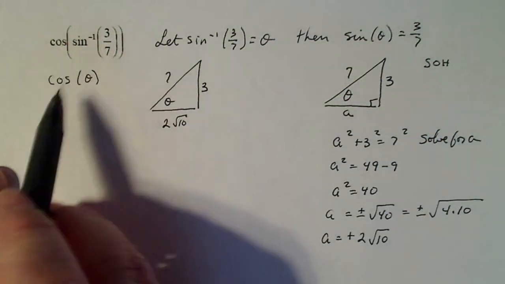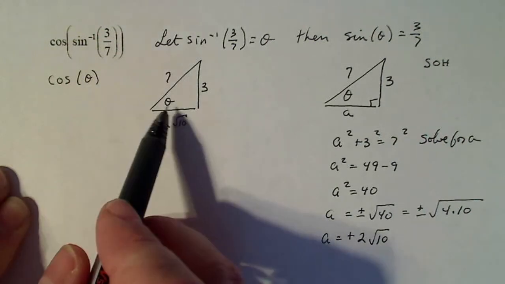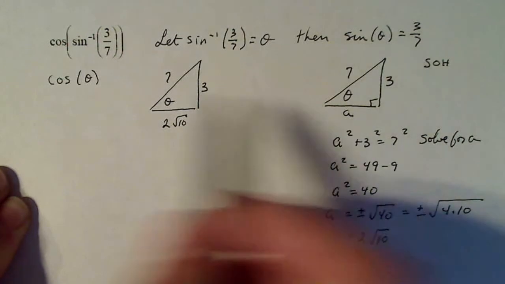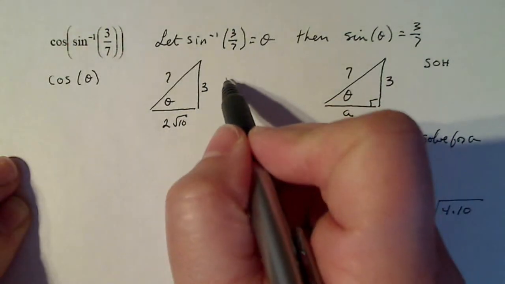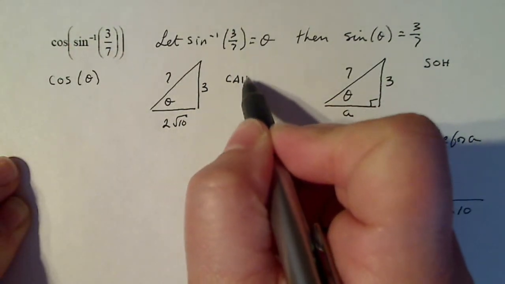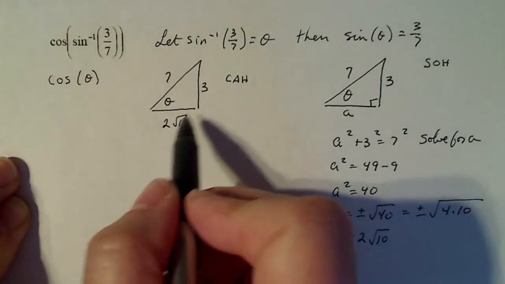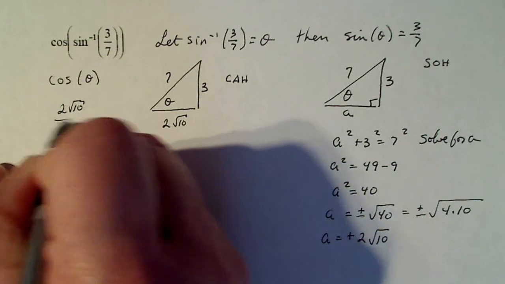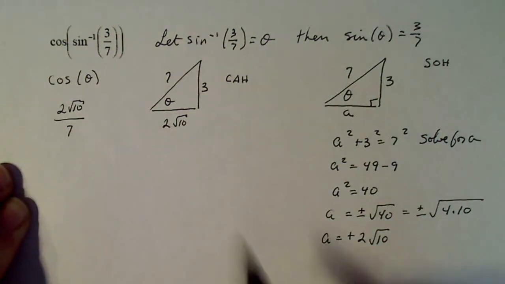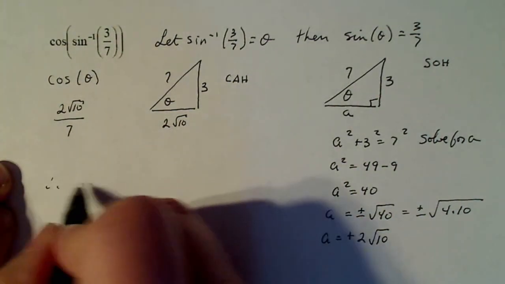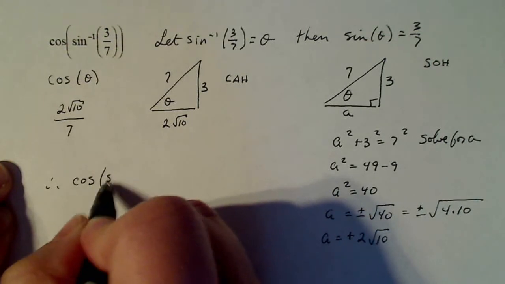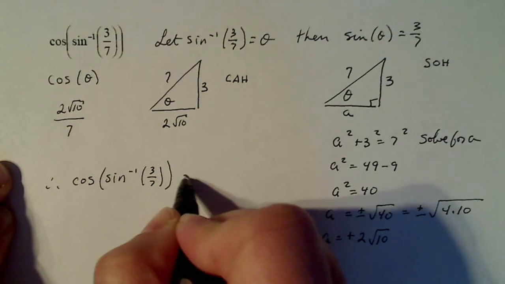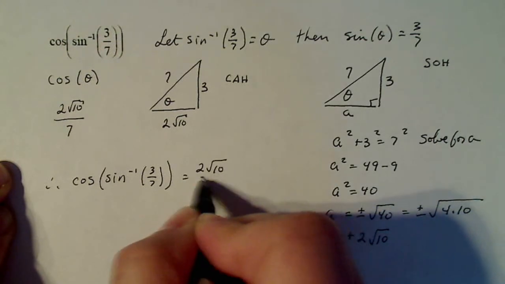Now I can look back at my problem and say, well, that theta and that theta are the same because they were all built around this same guy. So using SOHCAHTOA, this time I'm going to use the CAH concept. I know the cosine of this theta is going to be adjacent over hypotenuse. And that's the solution. So in the end, you can say cosine of sine inverse of 3/7 is equal to 2 square root of 10 over 7.